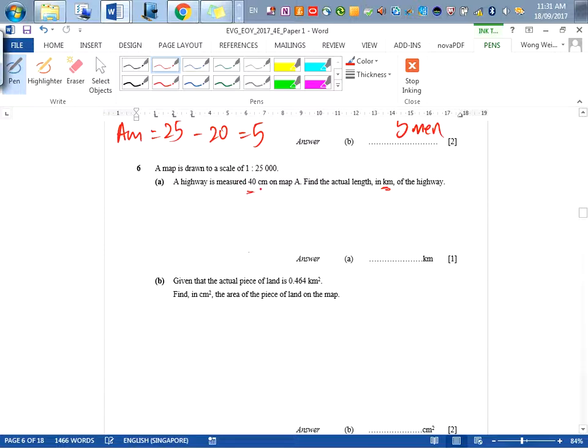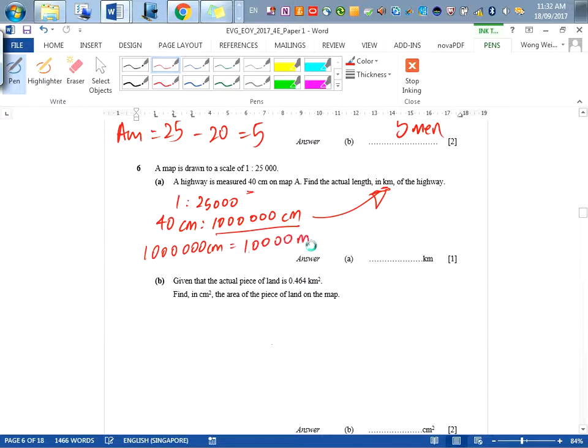So now 40 cm, how much is it? 1:25,000. So 40 cm is to 1 million centimeters. Now we convert this to kilometers. Do it step by step. Don't try to skip steps, you'll confuse yourself. Centimeters to meters, we divide by 100. So 1 million cm is equal to 10,000 meters, which is 10 kilometers.